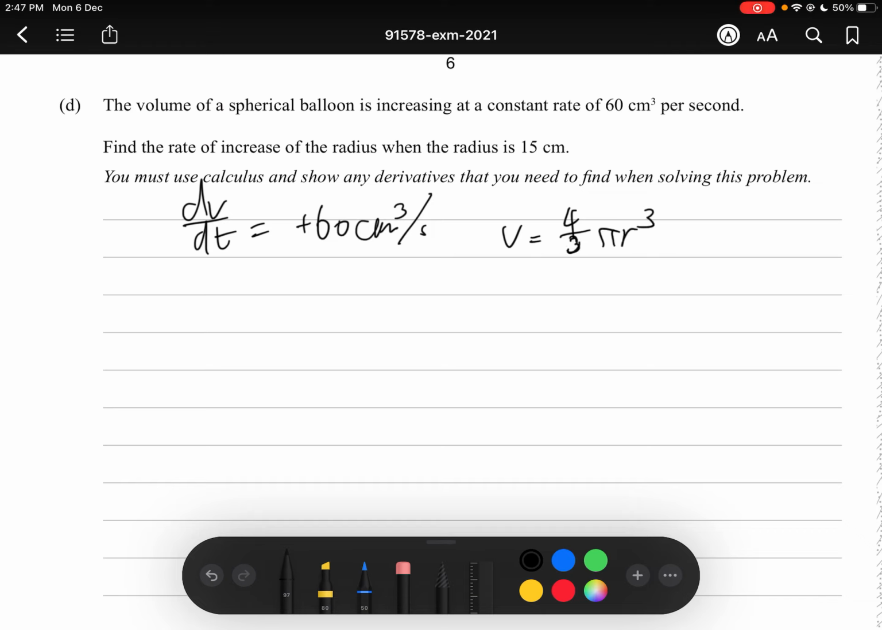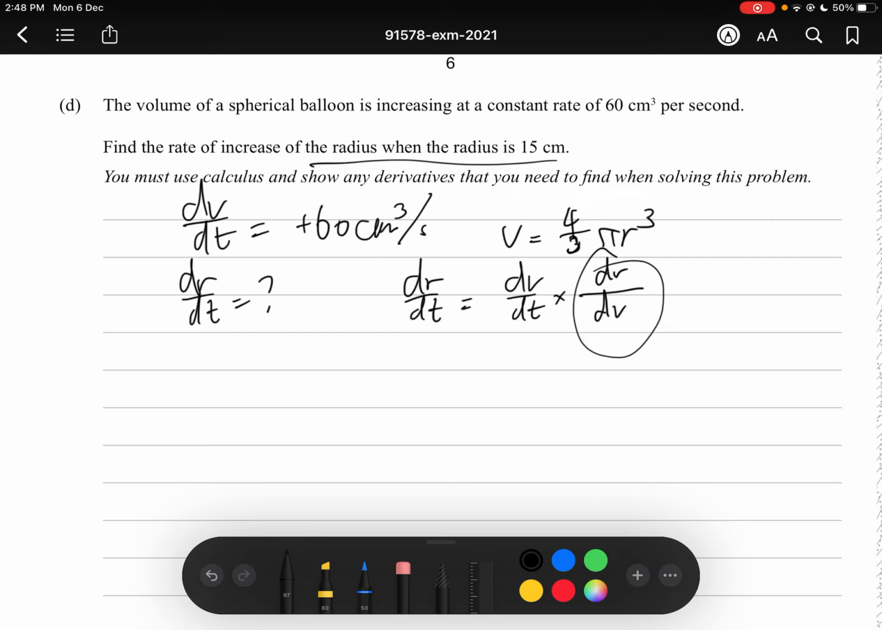And we're going to write down what we need to find. What we need to find is dr over dt. So dr over dt is equal to dv over dt times something. We want to get rid of the dv, so we place dv on the denominator here, and we want to introduce dr, so we place dr on the top here. So we need to find dr over dv.